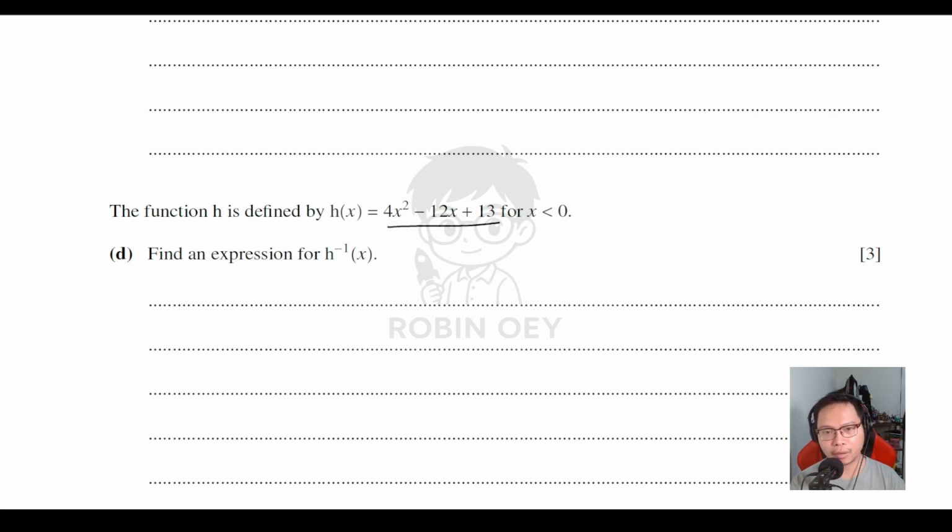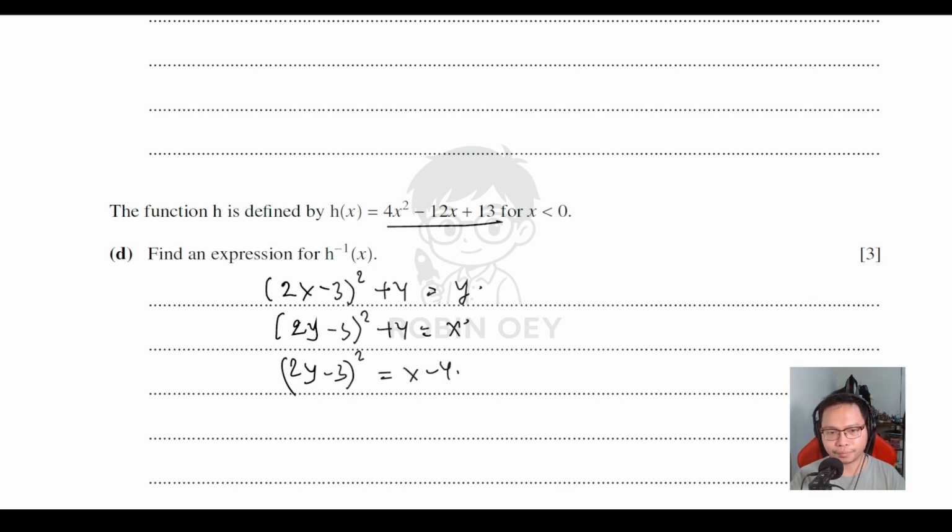Remember, for a quadratic expression like this, please use the completed square form when you want to find the inverse. This is very important. Don't try to find the inverse from the main function directly without completing the square, because it is going to be very confusing. So we have the completed square form (2x minus 3) squared plus 4 equals y. So flip the x and y. We have (2y minus 3) squared plus 4 equals x. So (2y minus 3) squared equals x minus 4.